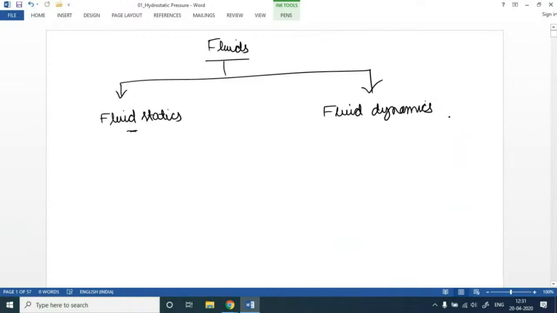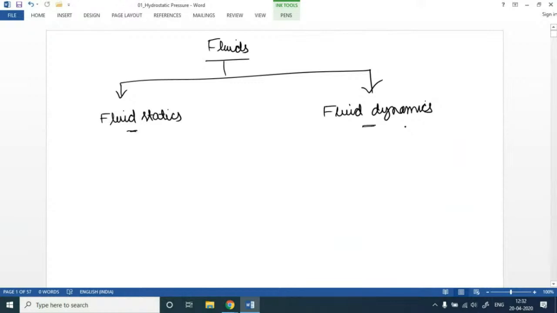In fluid statics we will be studying the variation of pressure or behavior of the fluid which is kept inside a container and which is static. The fluid should be static with respect to the container. That part we will be discussing under the heading fluid statics. Whereas if the fluid is flowing inside some pipe or somewhere, that discussion we will be doing under the heading fluid dynamics.